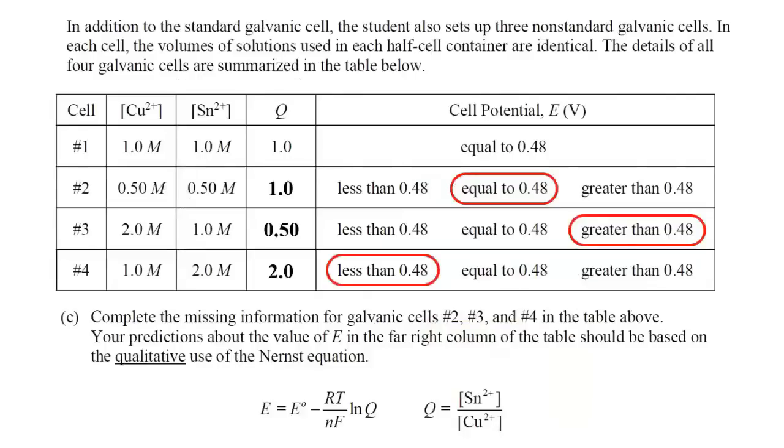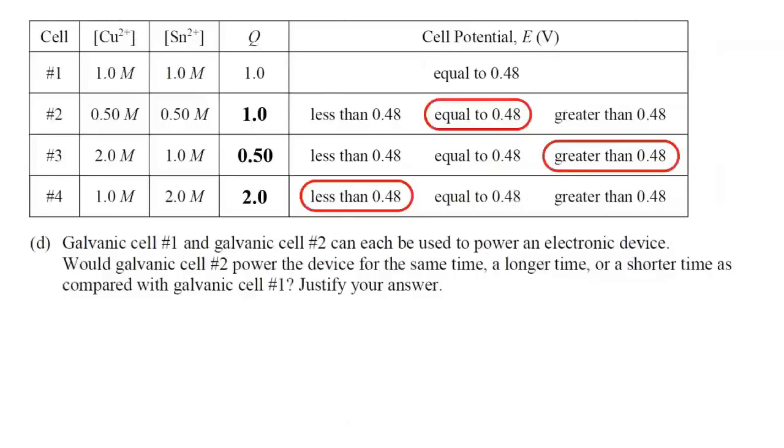So no calculations needed, just processing whether Q was equal to 1, less than 1, or greater than 1, and I can make that appropriate prediction about the cell potential for cells 2, 3, and 4. All right, next question is talking about the comparison between galvanic cell number 1 and galvanic cell number 2. It says that each of these cells can be used to power an electronic device. Would galvanic cell number 2 power the device for the same time, a longer time, or a shorter time as compared with galvanic cell number 1?